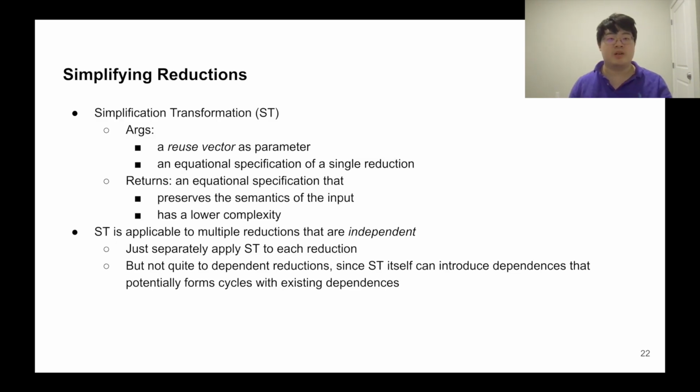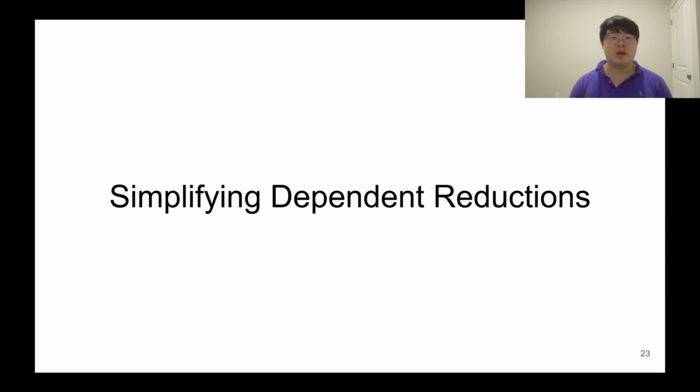Here are some key takeaways. Simplification transformation is a transformation that takes in a reuse vector and a pointer to a reduction as arguments, and then it outputs an equational program that preserves the semantics but lowers its complexity. ST is applicable to multiple reductions that are independent, but because ST introduces new dependencies to the program, it cannot handle reductions with existing dependencies, namely the dependent reductions we have presented in the previous slides. We are now ready to present the core contributions of the paper.